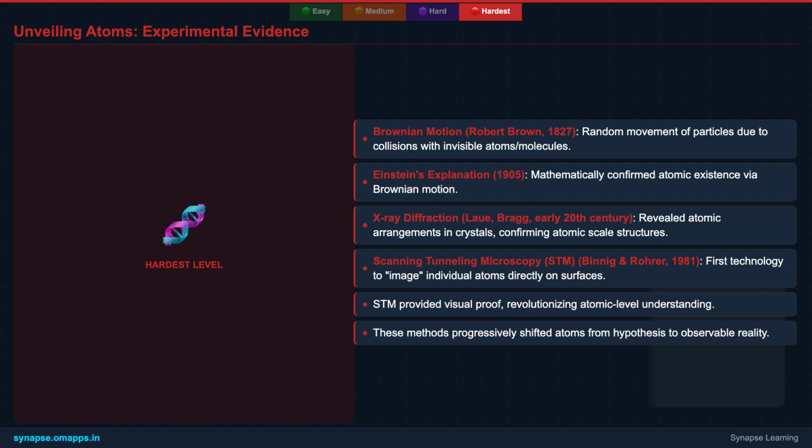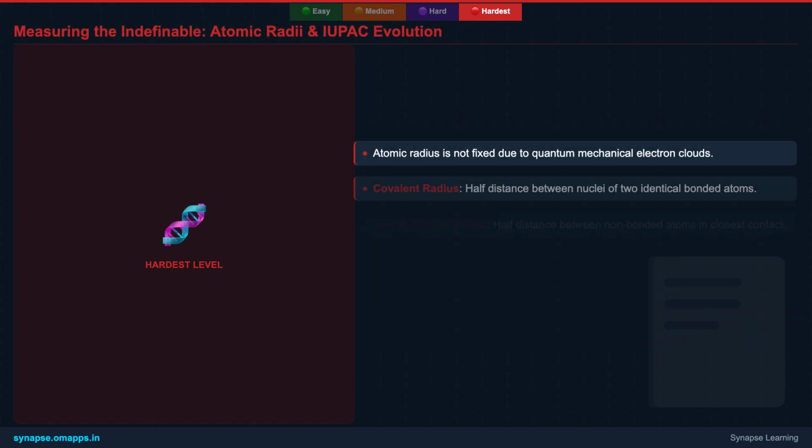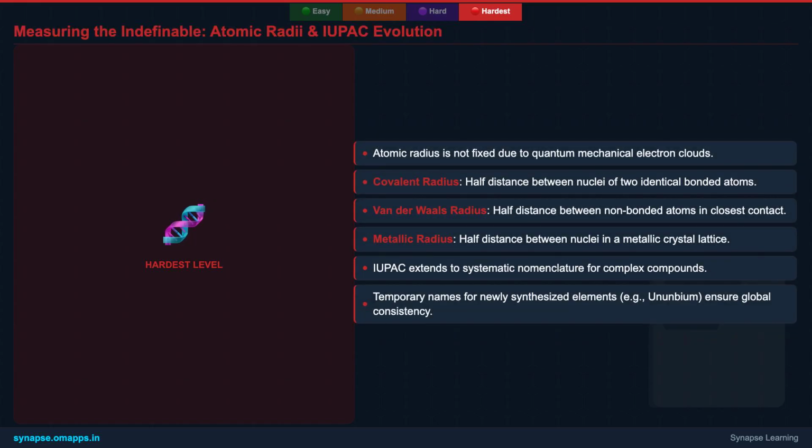But the true breakthrough came with the scanning tunneling microscope, or STM, developed by Binnig and Rohrer in 1981. This revolutionary technology allowed scientists to image individual atoms directly on surfaces, providing undeniable visual proof and opening new frontiers in atomic-level research. Defining atomic radius isn't straightforward due to the quantum mechanical nature of electron clouds.